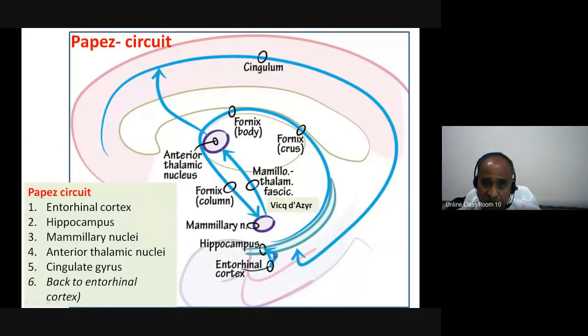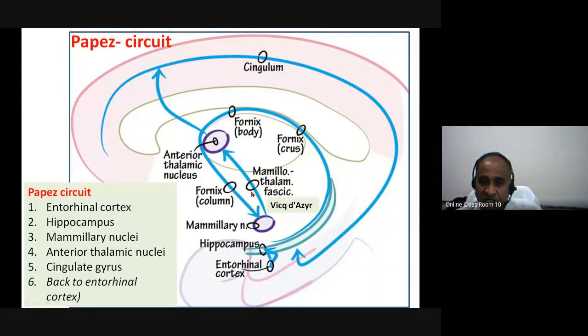You can see that the hippocampus goes around to the mammillary nucleus through the fornix. This is the fornix crus and fornix body, and it is coming here. From the mammillary nucleus it goes to the anterior thalamus. This part, from the mammillary body or mammillary nucleus to the anterior thalamus, is known as the mammillothalamic tract or mammillothalamic bundle, also known as the Vicq d'Azyr. Okay, so now the importance of this fiber.